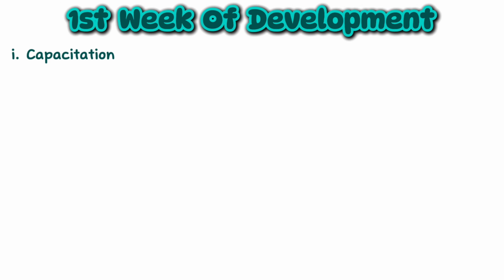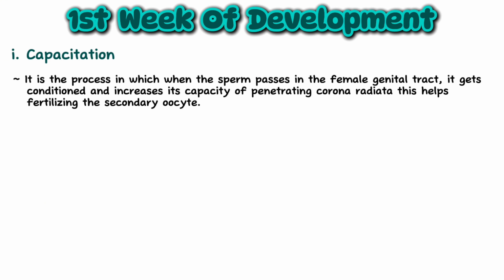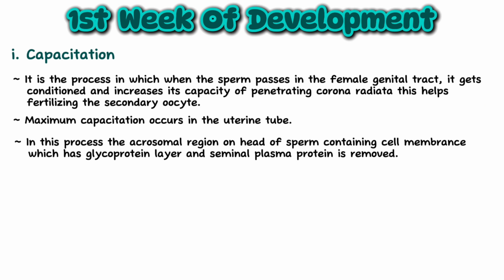Now, what is capacitation? Capacitation is the process in which, when the sperm passes through the female genital tract, it gets conditioned, which means the sperm increases its capacity of penetrating the corona radiata, which helps in fertilizing the ovum. Some extra information is given here: during the process of capacitation, the layer of glycoprotein and seminal plasma protein is removed from the acrosomal region of the head of the sperm.